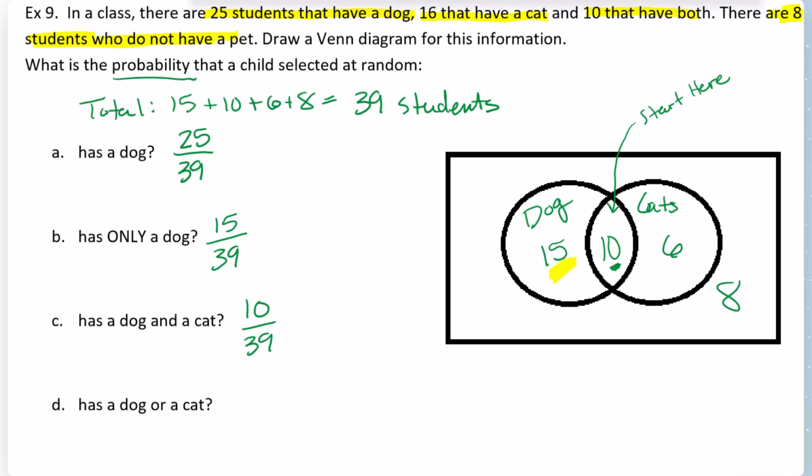What's the probability they have a dog or a cat? So dog or cat means we have to pick up everything in the dog-cat circle. We need to consider the 15 that have dog only, the 10 that have dog and cat, and the 6 that have cat only. Adding those possibilities of dog or cat up, we get 31. And so the related probability would be 31 out of 39.